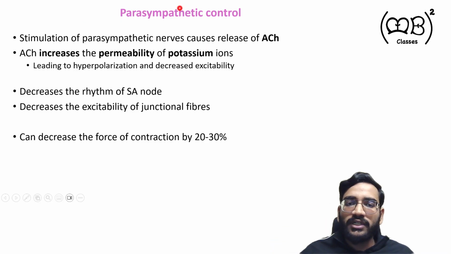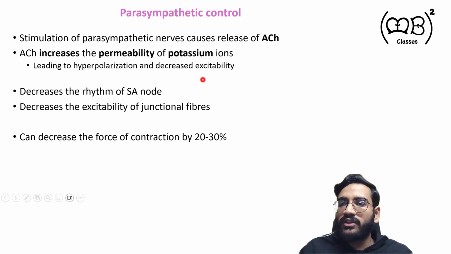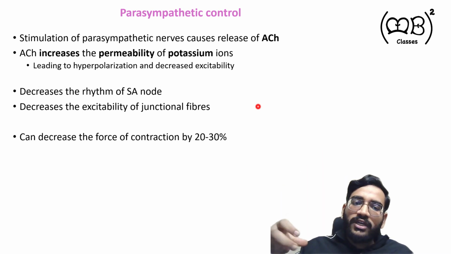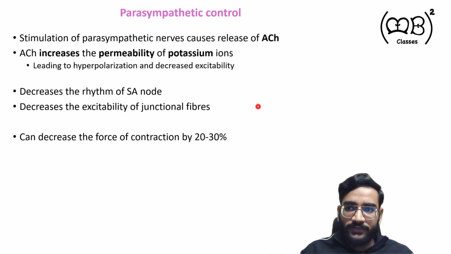And where is the parasympathetic innervation? Mainly to the SA node and the AV node. So if the excitability of the SA node is decreased, there will be decreased rate and rhythm of the SA node, and there will be decreased excitability of the junctional fibers and AV node also. So the conduction velocity will also decrease, and the rate of the SA node will also decrease.